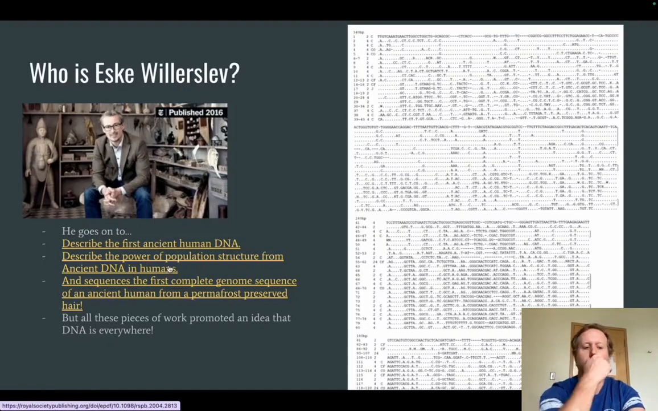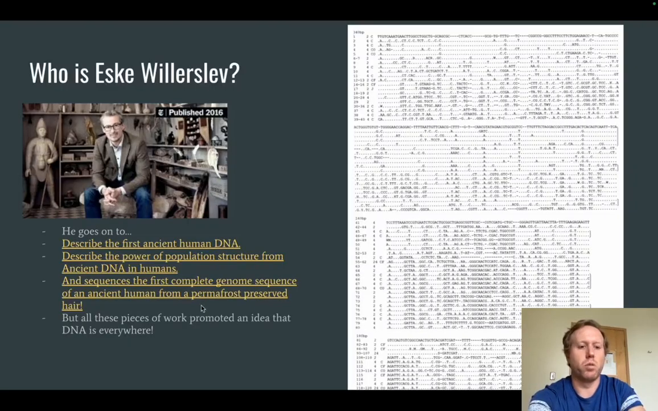I think that's the one where he starts describing population structure with Neanderthal DNA. But then additionally, you probably heard at some point of the sequencing of the first complete genome of ancient humans, in this case, Neanderthals from permafrost, the preserved hair. He did all of these really big things, and we were able to look at historical distributions of genetic diversity and how that interacts at that level as a result of him.